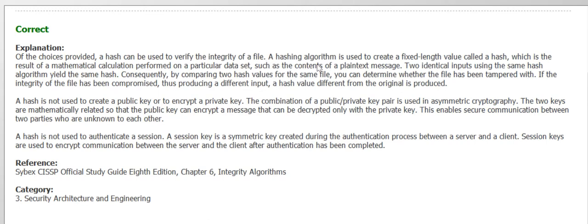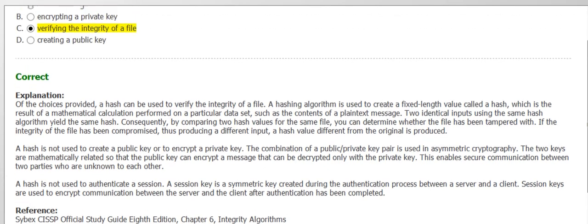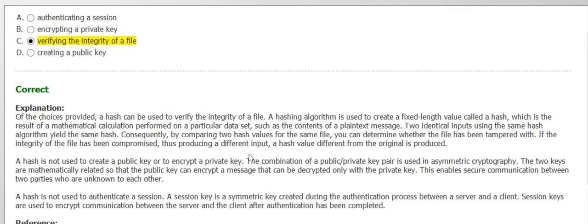A hashing algorithm is used to create a fixed length value called a hash. So hash is not used to create a public key or to encrypt a private key. The combination of a public-private key pair is used in asymmetric cryptography. The two keys are mathematically related. So the public key can be used to encrypt a message, and it can be decrypted only with the private key.